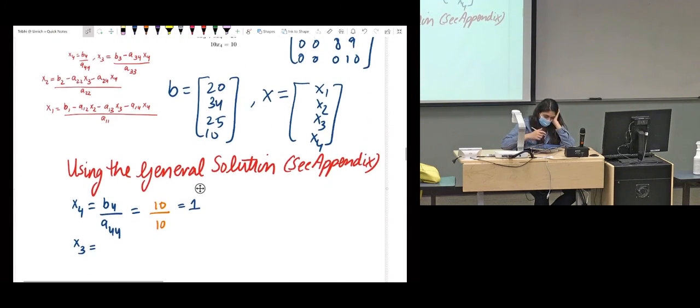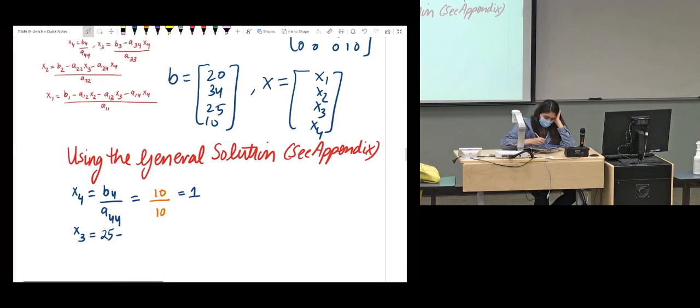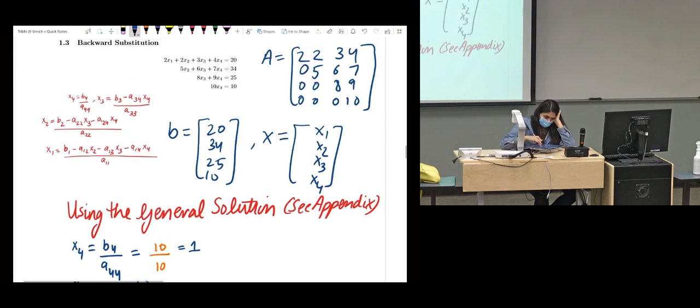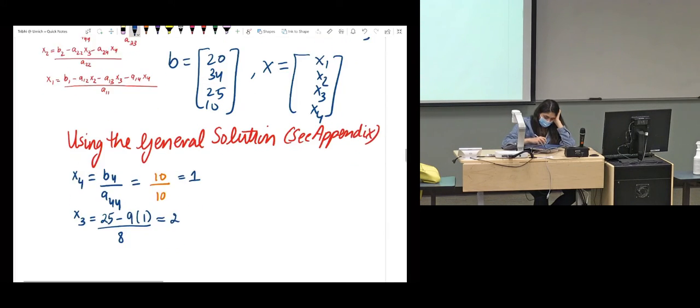So I found my closed form solution. I'm just going to use these. I get x3 is b3. b3 is 25 minus a34. a34 is 9 times x4 we just found, which is 1, divided by a33, which is 8. 25 minus 9 divided by 8, this is equal to 2.